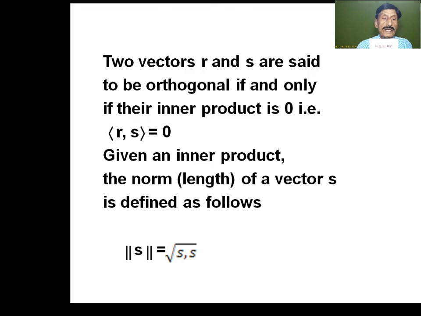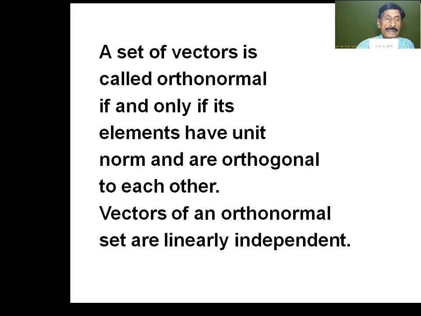Given an inner product, the norm of a vector is defined as the square root of the inner product of S and S. A set of vectors is called orthonormal if its elements have unit norm and are orthogonal to each other. Vectors of an orthonormal set are linearly independent.